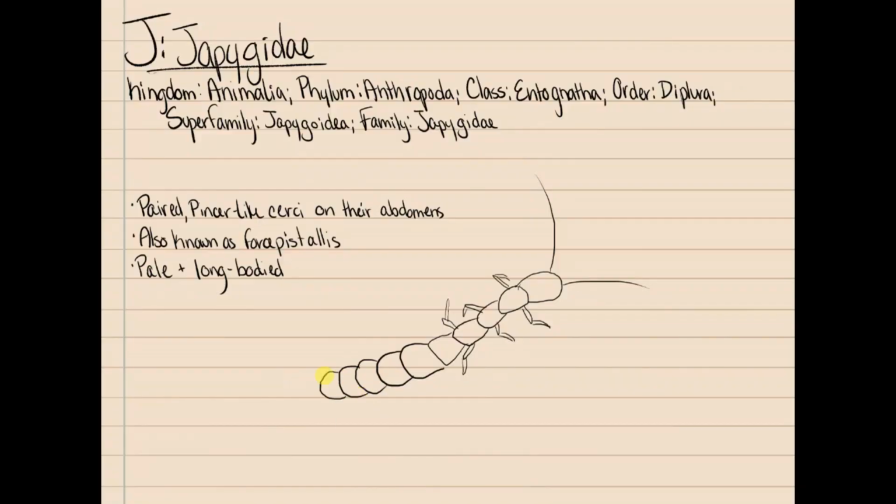J is for Japygids, which are pale and long-bodied individuals with paired cerci on their abdomens. They're also known as forceps tails.